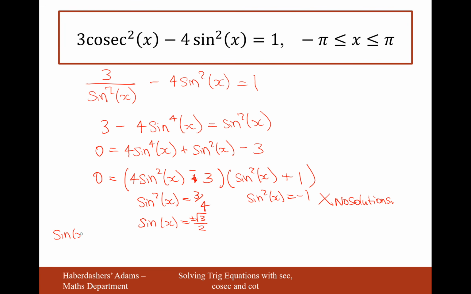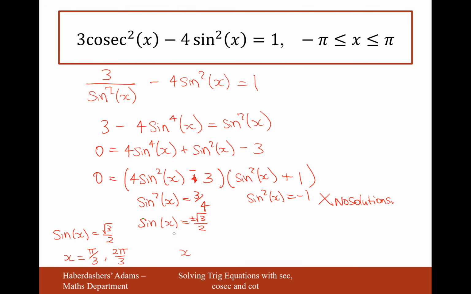We've got sine x equals positive root 3 over 2, in which case we have solutions of pi by 3 and 2 pi by 3. I'm just going to double check that on the calculator. Radians mode, sine inverse root 3 over 2. Yeah, that's pi by 3. And then the next one is going to be x.